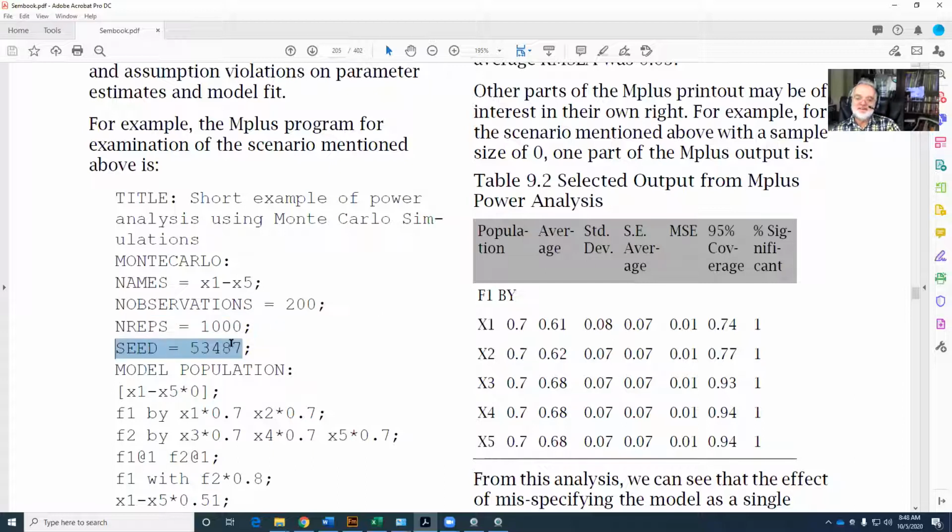And the seed is some random number. Generally speaking, for technical reasons that are outside of this, it probably should be an odd number, and probably 5 digits is nice.